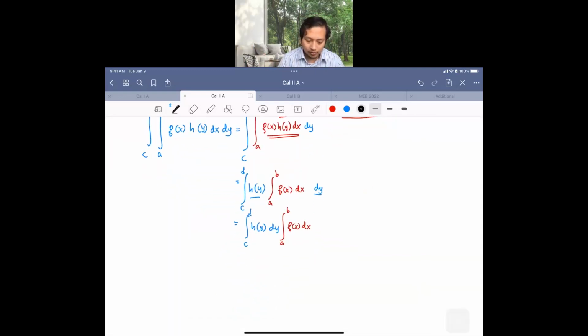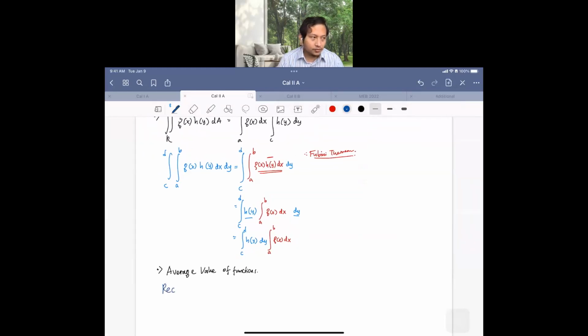One more section in 15.1 is the average value of functions. So recall in calculus 1, you have the average value as 1 over b minus a times the integral from a to b of f of x dx.